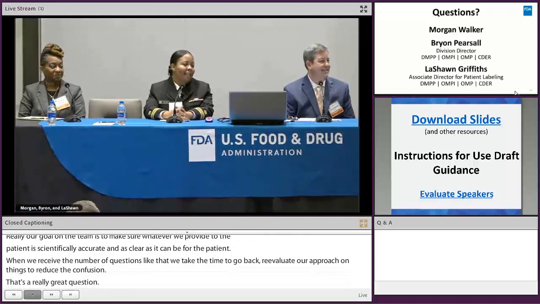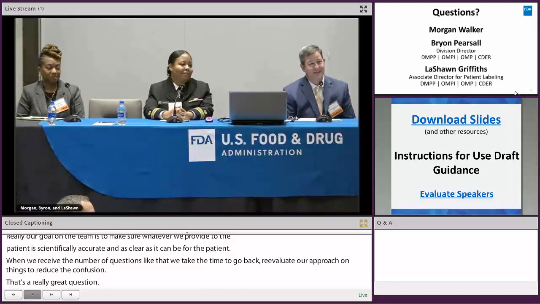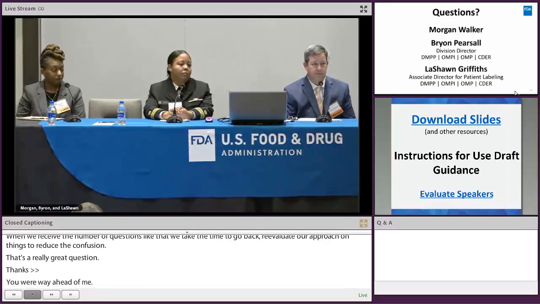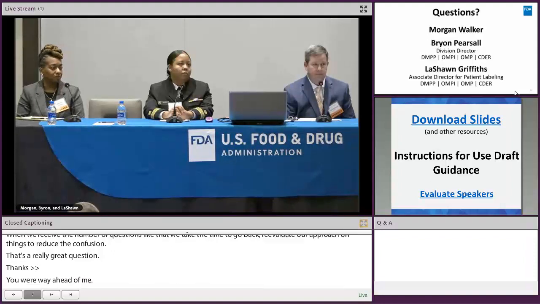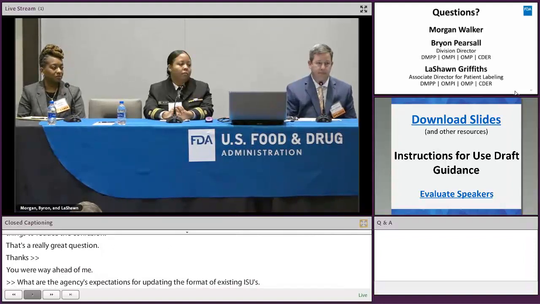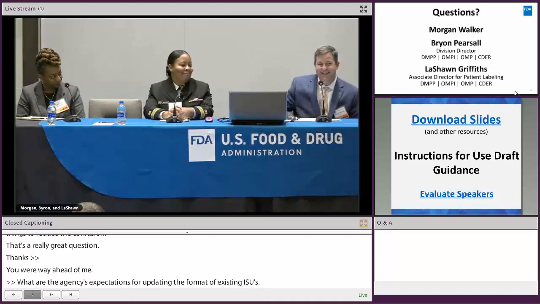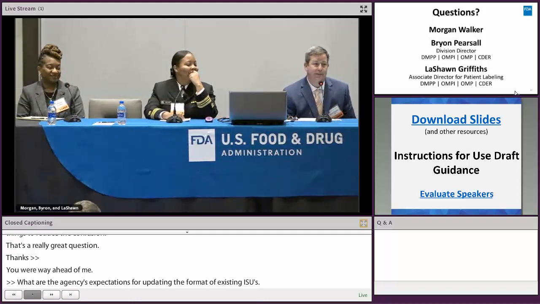What are the agency's expectations for updating the format of existing IFUs? For example, if changes are being made to a legacy IFU that is not formatted in accordance with the guidance, is there an expectation that the IFU will be reformatted to meet this guidance? Thanks for that question. That's another really good question.